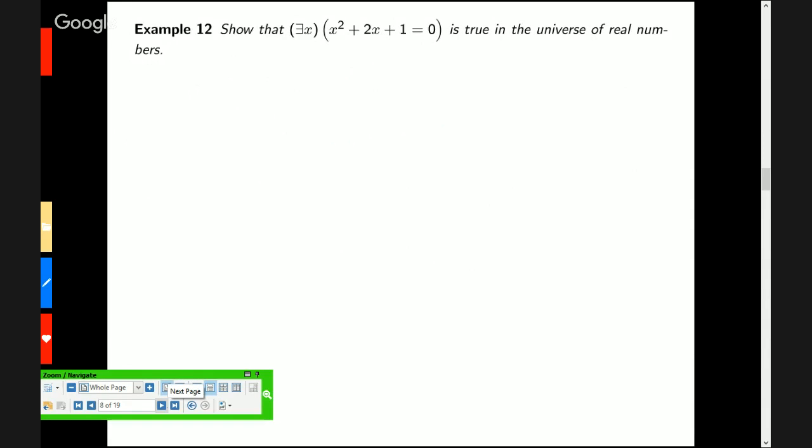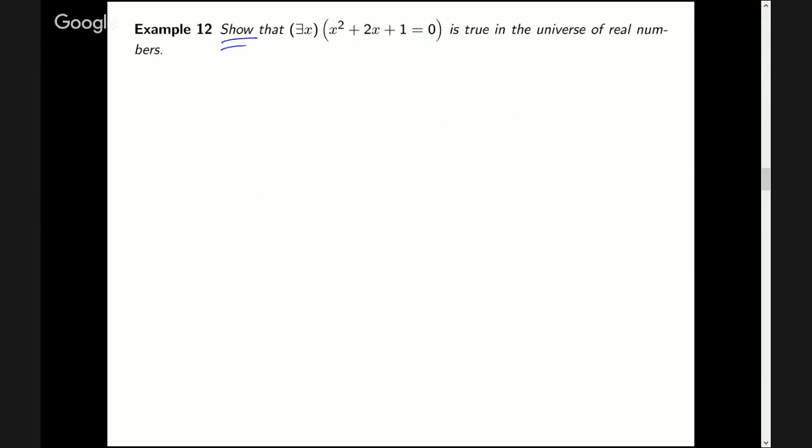Okay, show that. What did I tell you show meant? Prove. So we have to prove this. Show that there exists an x such that x squared plus 2x plus 1 equals 0 is true in the universe of real numbers. So we're going to write our little proof symbol. Let's do our scratch work. We have to find something that works.